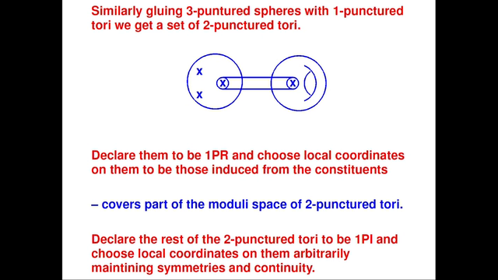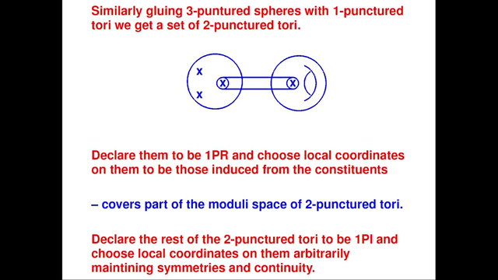Okay. And indeed the moduli space of 2 punctured torus is 4-dimensional, okay, because you have to specify the moduli of the torus, which is one complex parameter, and the location of one of the punctures, which is one complex parameter. So there are 4 real dimensions. Okay. So this gives you some 4-dimensional subspace of the full 4-dimensional moduli space. Okay. So you declare all of these to be 1 PR and choose the local coordinates to be the ones induced from the constituents.